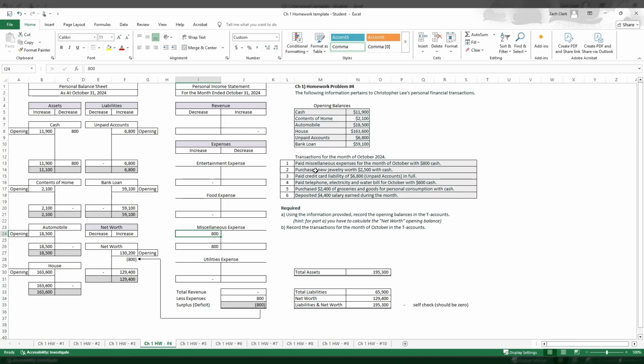Transaction number 2 says we purchased new jewelry worth $2,500 cash. So we're again going to decrease cash by $2,500. We're going to put this into contents of home.